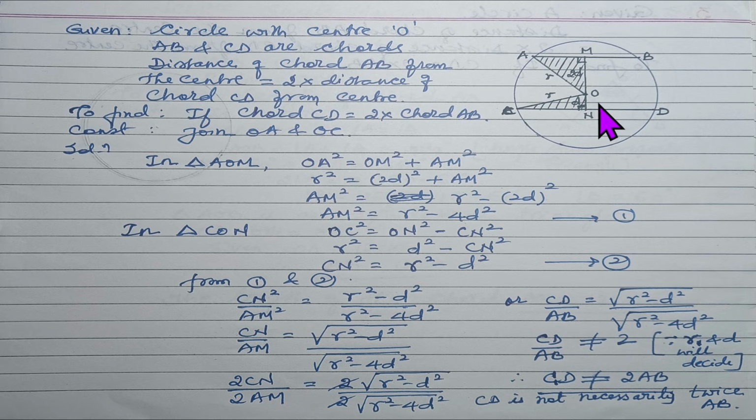Now taking the triangle CON, OC square is equal to CN square plus ON square. Putting the values, OC square is r square, ON square is d square, so CN square is equal to r square minus d square. That is equation number 2.